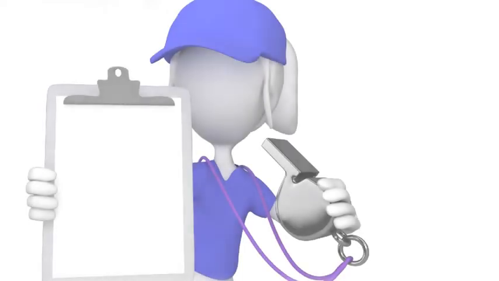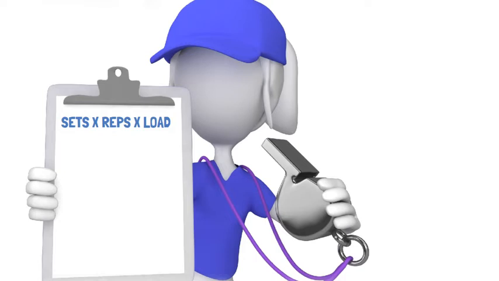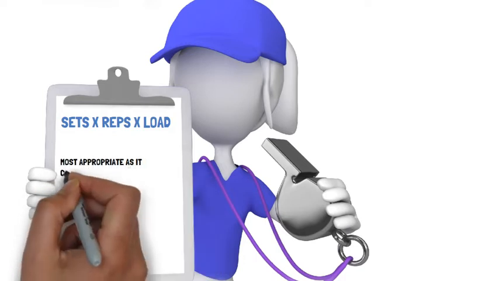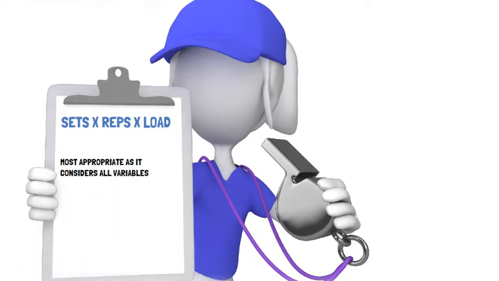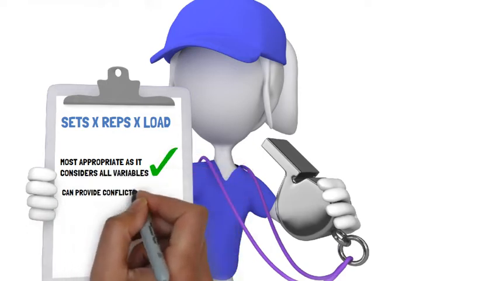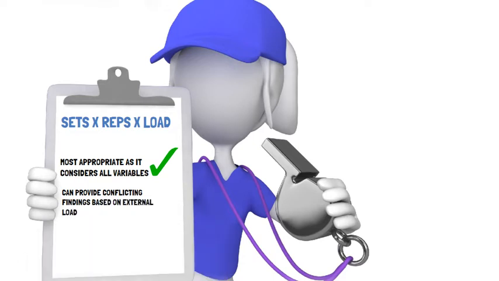And then on to the third method, which is sets multiplied by repetitions multiplied by load, otherwise known as volume load. This method is likely the most appropriate because it considers all variables. However, it can provide conflicting findings based on external load, because with low load training, higher total volume load is needed for hypertrophy. Furthermore, displacement can also be considered in the volume load equation, because those with longer limbs ultimately perform more work than those with shorter limbs.